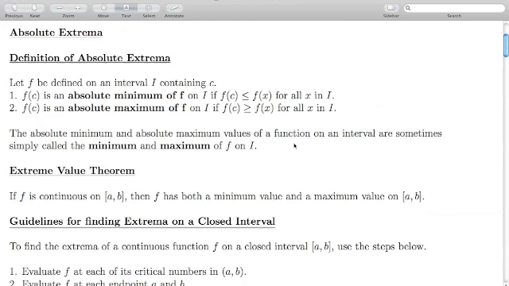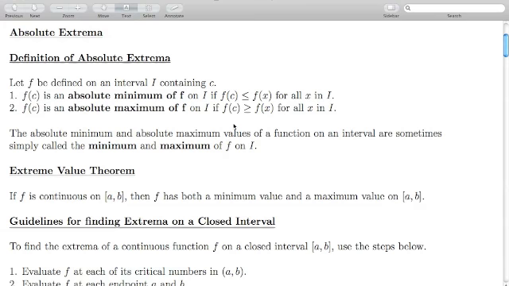Our extreme value theorem: if f is continuous on the closed interval [a, b], then f has both a maximum value and a minimum value on [a, b]. So before we only talked about a local max or a local min, and this was on an open interval. With a closed interval, now we can talk about a maximum or a minimum value.